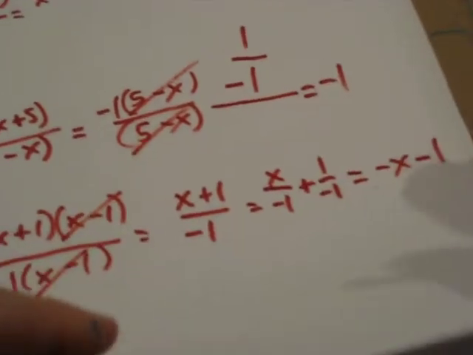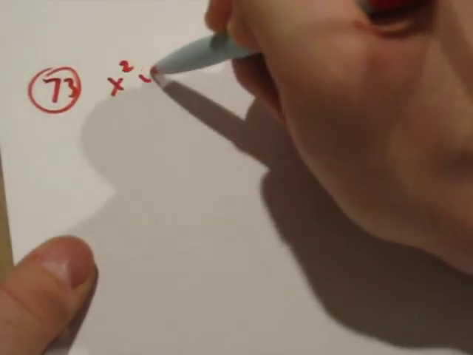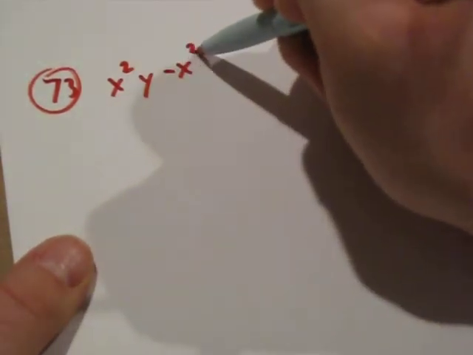All right, we got 2 more problems to go. We got 73 and 75. So let's go take a look on page 482, problem number 73. All right, and let me center this on my sheet here. All right, 73 starts out with x squared y minus x squared.